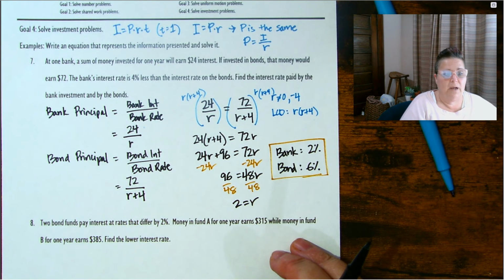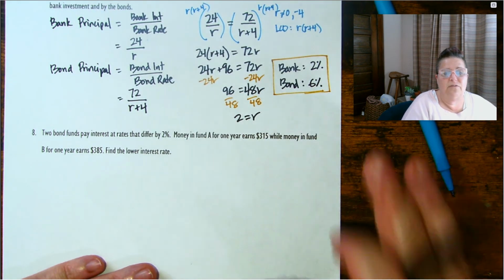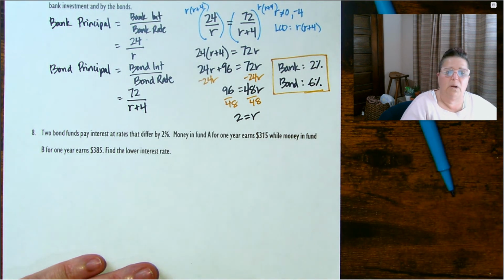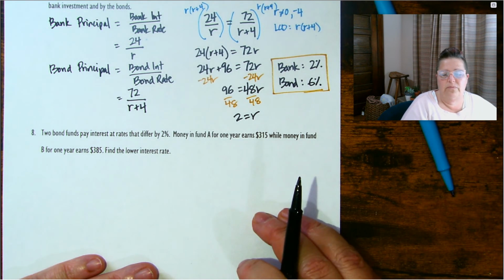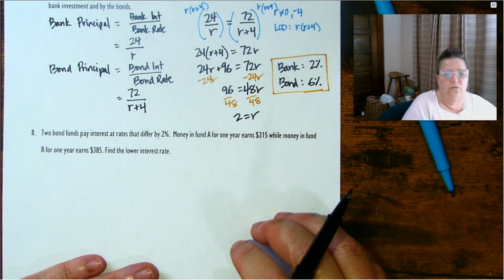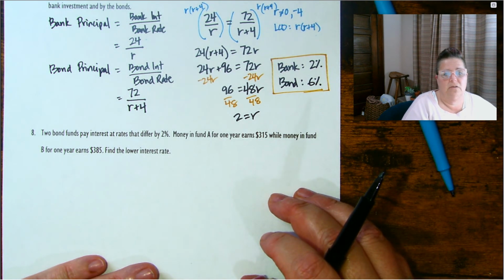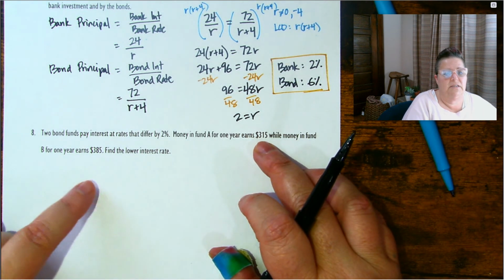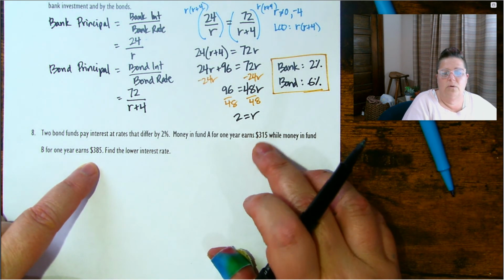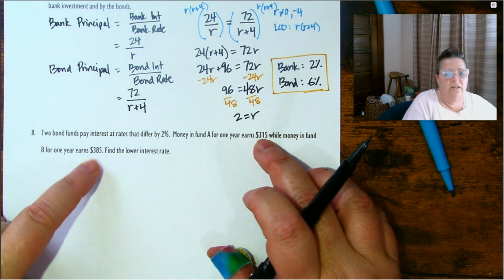Okay, let's try the last one here. We have 2 bond funds paying interest rates that differ by 2%, meaning one is 2% more and one is 2% less. Money in Fund A for 1 year earns $315, while money in Fund B for 1 year earns $385. Find the lower interest rate. Okay. So if this one's $315 and this one's $385, the lower amount of money is going to be the lower interest rate. So if this is R, then this one has to be 2 higher, or R plus 2.